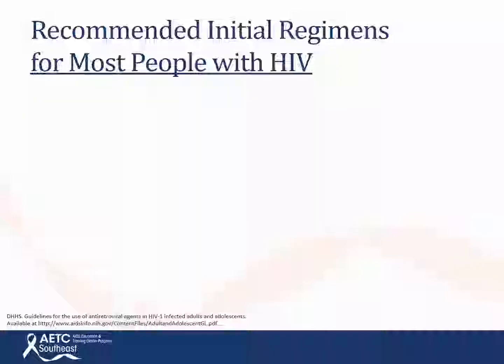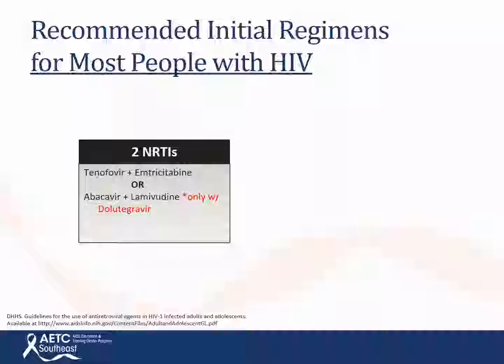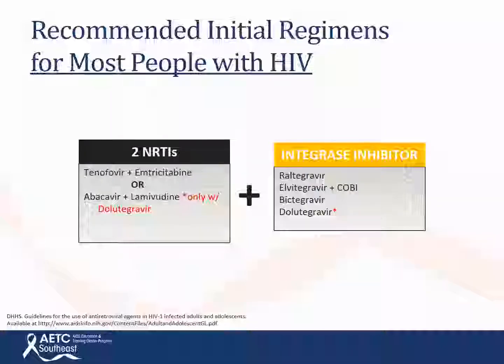The DHHS Guidelines Panel defines these regimens as those with demonstrated durable virologic efficacy, favorable tolerability and toxicity profiles, and ease of use. And again, as discussed, the plan is to initiate treatment with 2 NRTIs plus an integrase inhibitor, and the recommended drug names are listed underneath their respective classes.